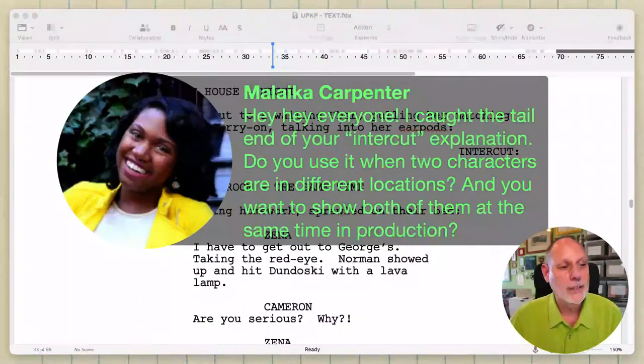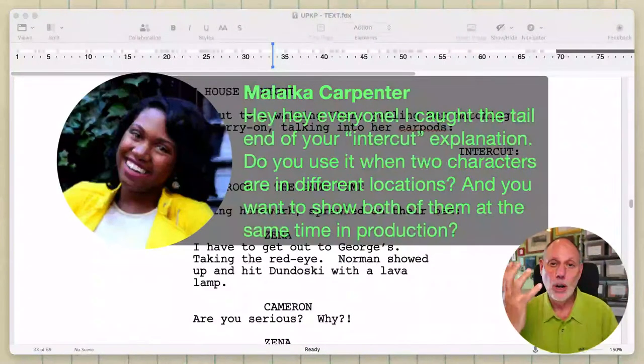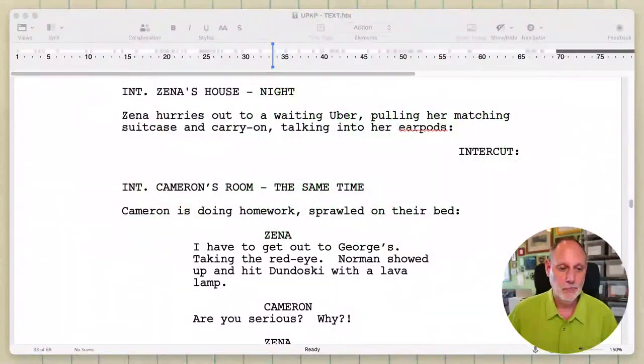Yes, exactly. When characters are in two different locations, so that they're on the phone or on the radio, or any time that you are going back and forth between two places, even if it's just you're showing what's happening in, like, famously, someone is tied to a railroad track and the other person is racing towards them on a motorcycle trying to get to them before the train comes, you just intercut. You can, if you want.